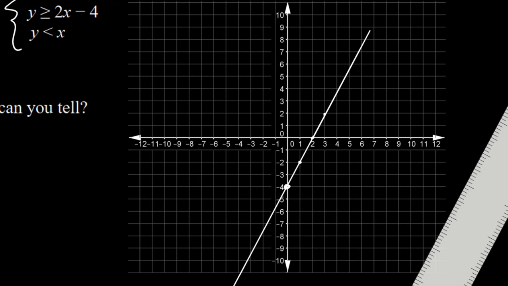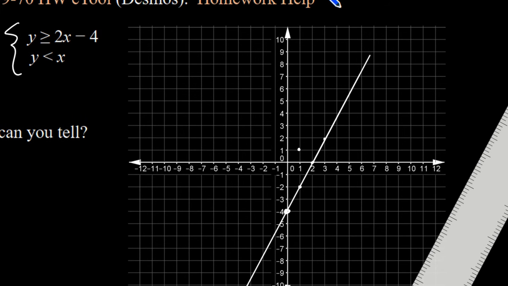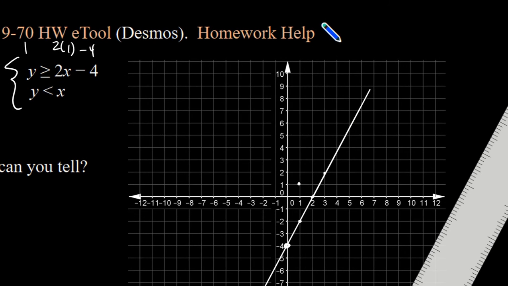So I can pick any point I want to. For example, I could pick the point (1, 1), and I expect that's going to make this inequality true. In that point, x and y are both 1, so I could just substitute in here and check. I've got a 1 for y, and 2 times 1 for the x, minus 4. Well, 2 times 1 is 2, 2 minus 4 is -2. So this ends up becoming 1 on this side and -2 on this side.